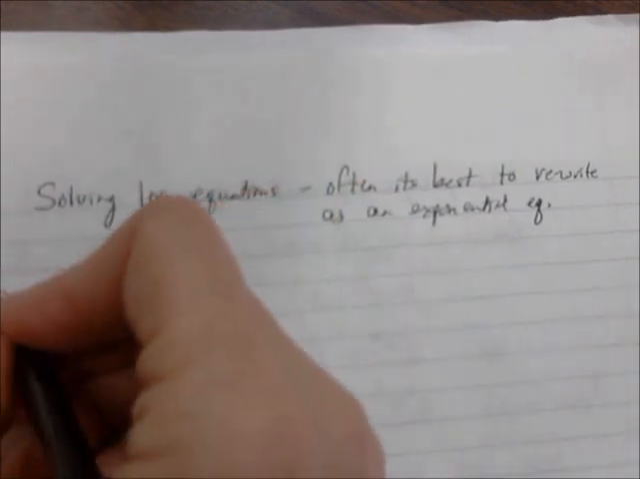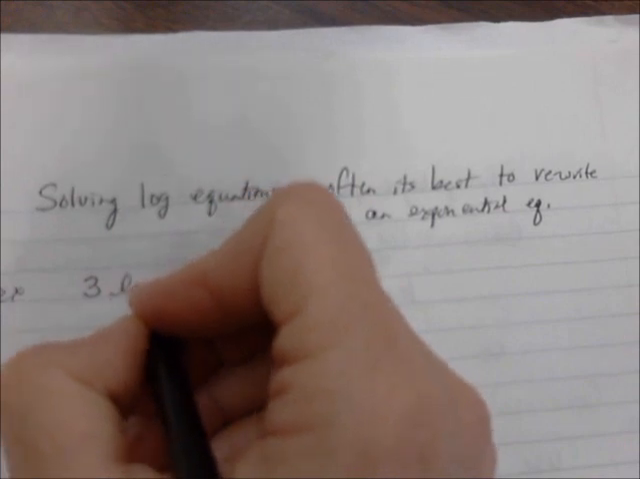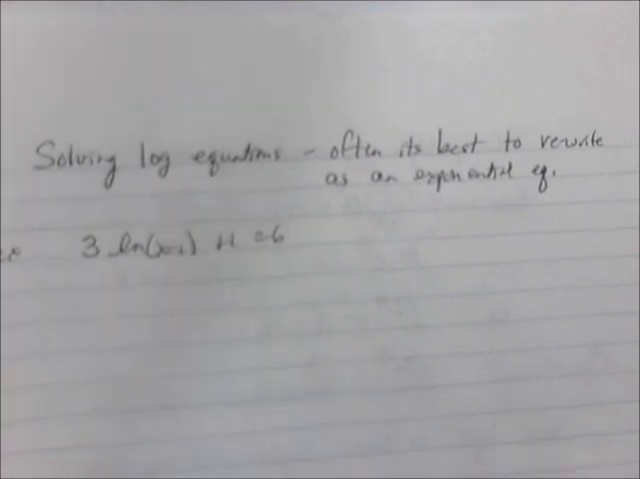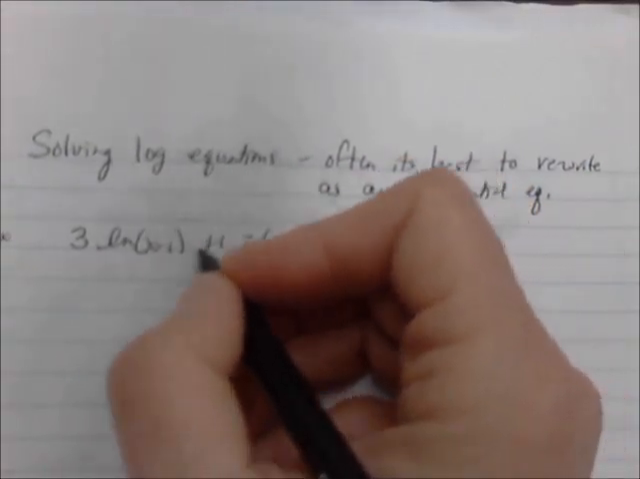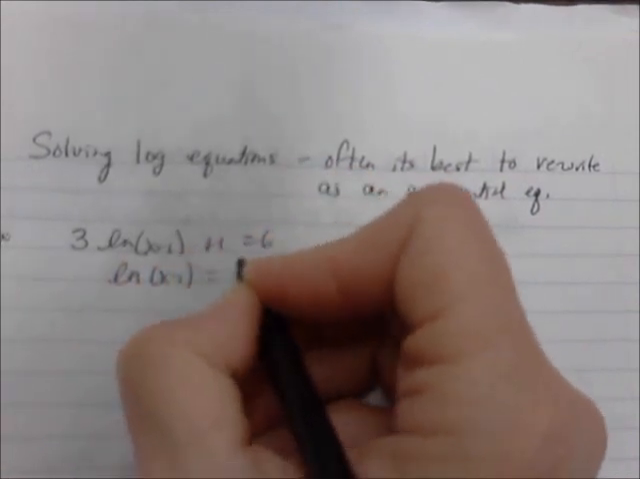So for example, suppose we have to solve 3 times the natural log of x minus 1, plus 1 equals 6. Going through a couple of algebra steps, I hope this is clear, you subtract 1, you get 5, divided by 3, so you get the natural log of x minus 1 is equal to 5/3.